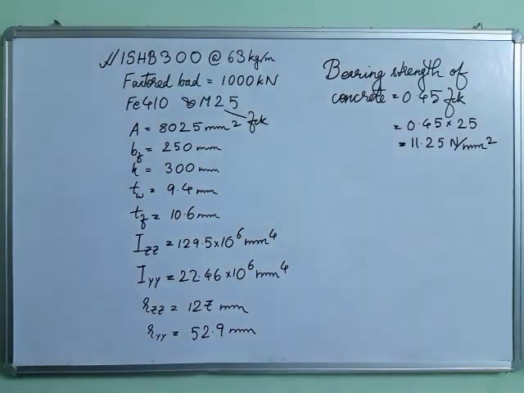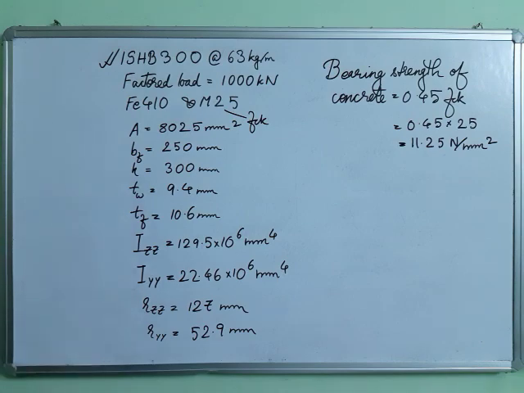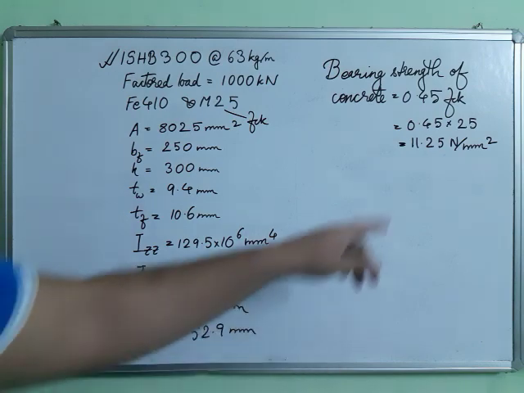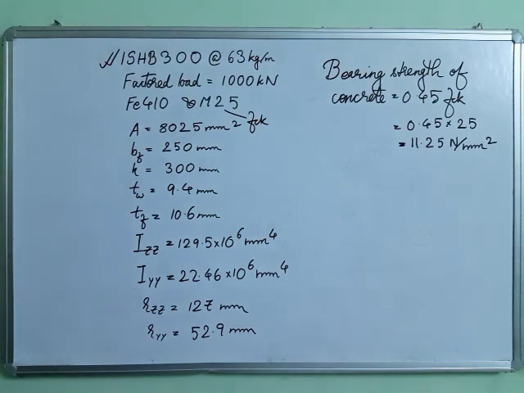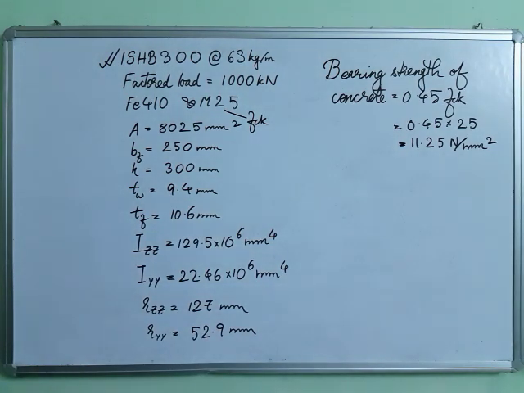So this will be the bearing strength of concrete. Now you see here, we have got the dimensions of the column. We have not yet started with the base plate. Now this is the amount of stress that the concrete can take. So what will be the area required for the base plate? You see here, the area required will be load divided by this stress. So find it out.